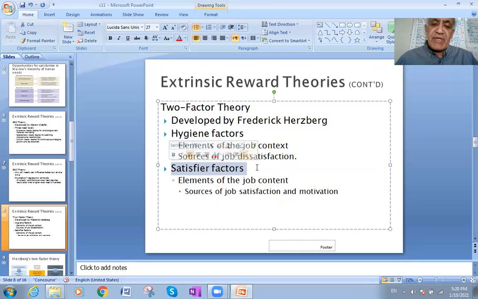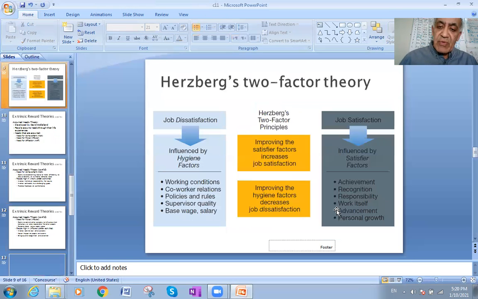What are the hygiene factors? Elements of the job context, sources of job dissatisfaction, what makes you dissatisfied on the job. So those are the hygiene factors. How about the satisfier factors? Elements of job content and sources of job satisfaction and motivation. Can we go into details for this more, and check now the model, which will show more. It's clear here on the model itself.